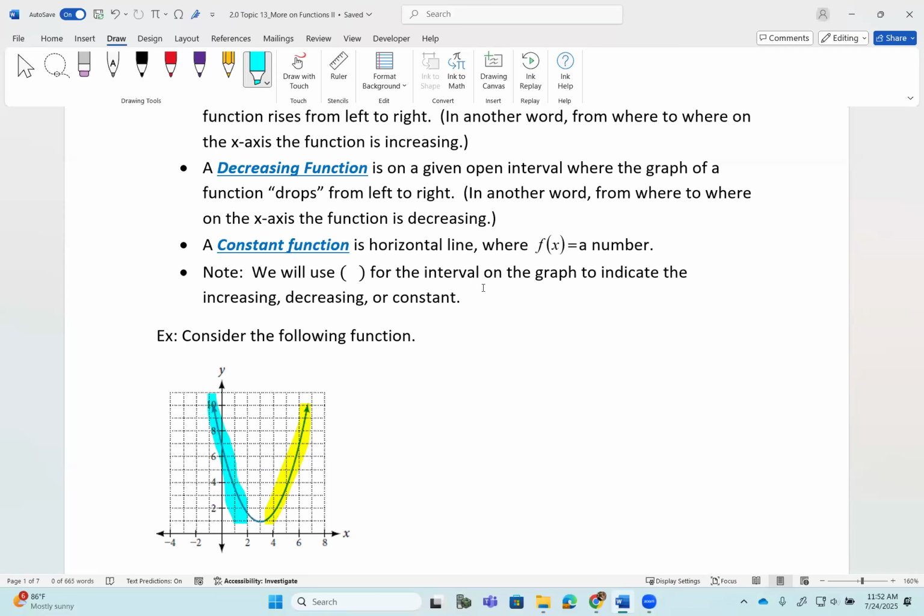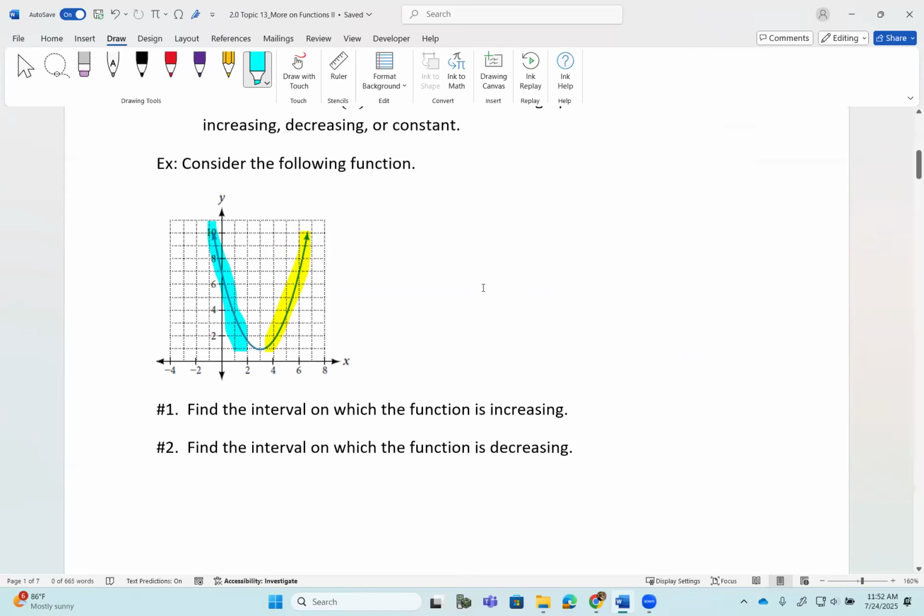The trick is to find the point where the graph switches from increase to decrease or vice versa. If you go left to right, this parabola is going downward to this point, and after that point, it goes upward. I'm looking for from where to where on the x-axis the graph is increasing or decreasing, so all I need is the x value. The trick is to find this point. When you do your homework, you've got to find the x value of this point where they make the switch. The x value here is 3.